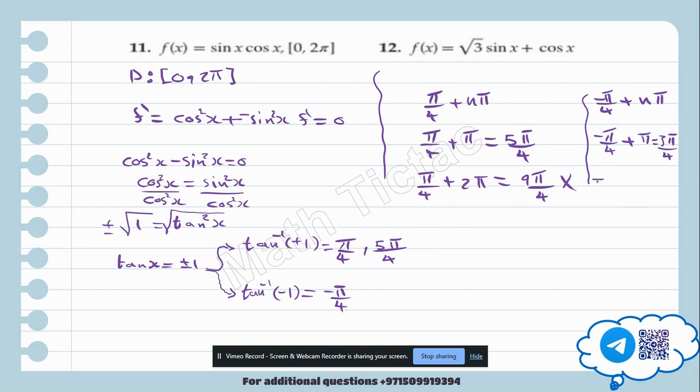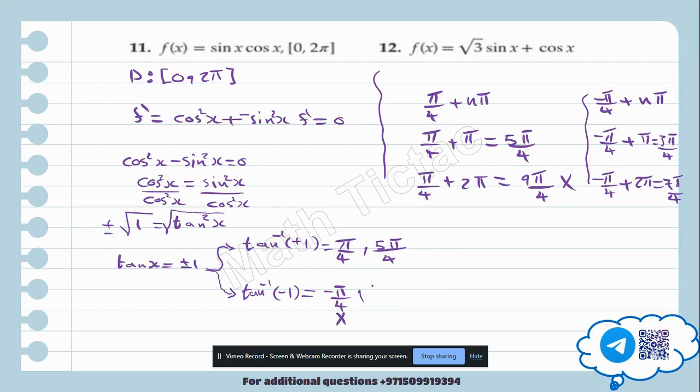What about minus pi over 4 plus 2 pi? So in here plus 2 pi, so this is going to be 7 pi over 4, which is going to be also included in my domain. If you try to add one more, which means minus pi over 4 plus 3 pi, for example, the result is not going to be included for this interval, which is from 0 to 2 pi. So in here, for sure this is rejected.